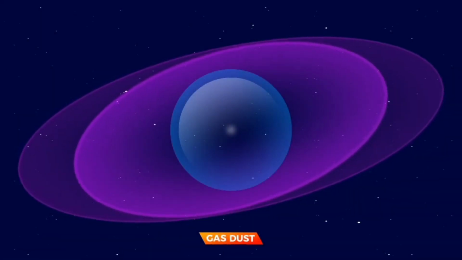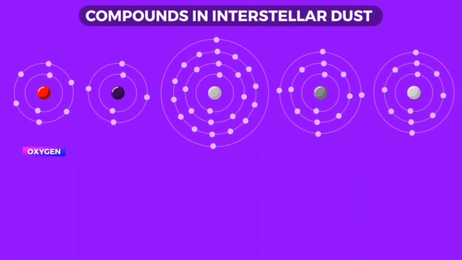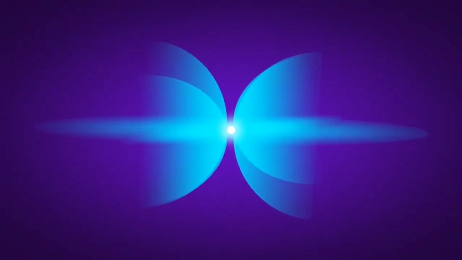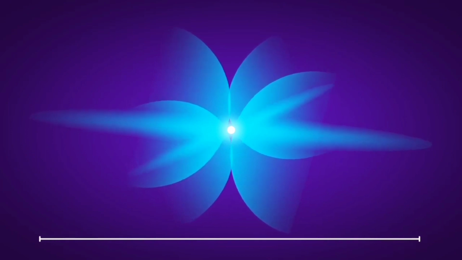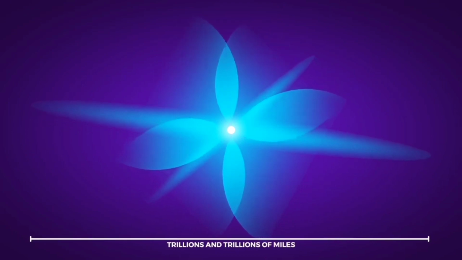Our journey begins with gas and dust, better known as interstellar dust. It is made up of a compound of various elements such as oxygen, carbon, iron, silicon, and magnesium. Nebulae are the general sources for these galactic dusts. These nebulae are humongous in size and can span trillions of miles in diameter.